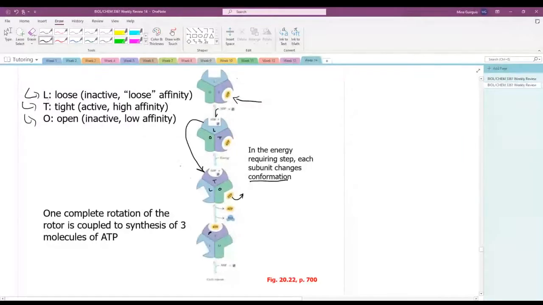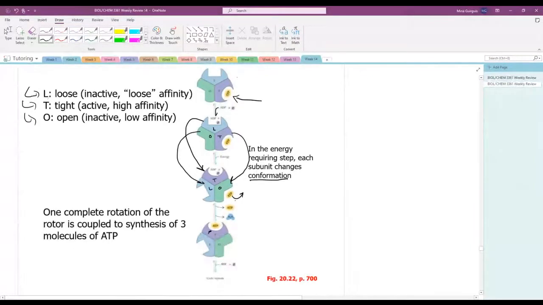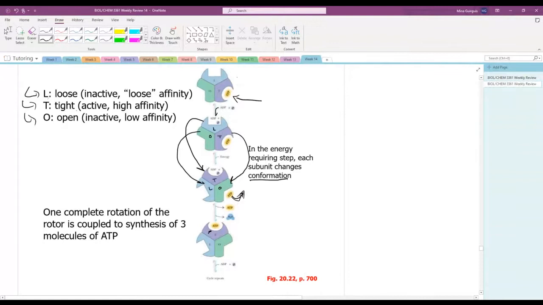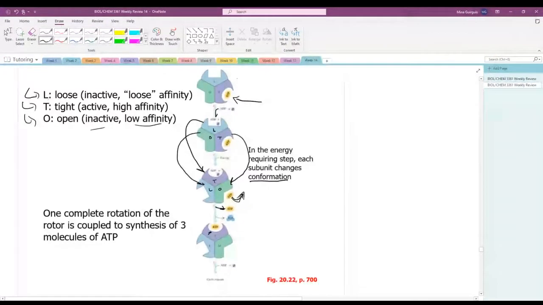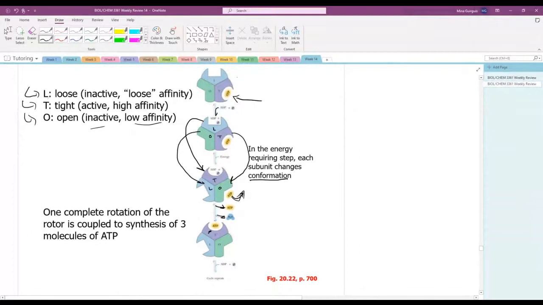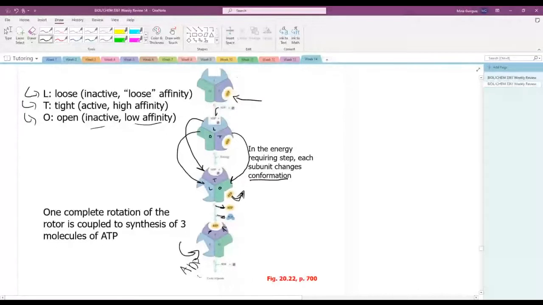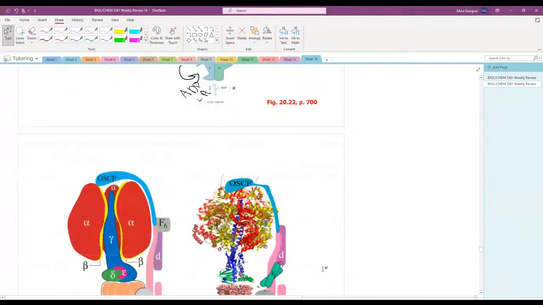And as a result, the originally open subunit became loose, and the originally tense became open. Since it's open, it can kick off its ATP very easily, and that's gone. Okay, because remember, open is inactive and has a low affinity, right? And when ATP is kicked out, we also hydrolyze, and the inorganic phosphate now gives us ATP. So this ADP is converted to ATP, and we can restart. So the next step would be ADP and inorganic phosphate make their way to the new loose subunit. You have conformational changes, and it keeps repeating over and over and over again.